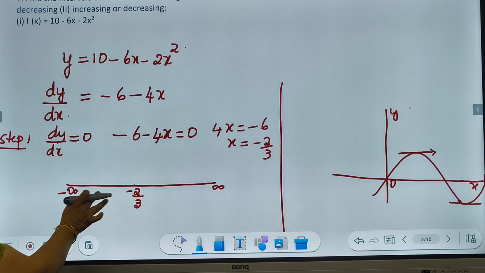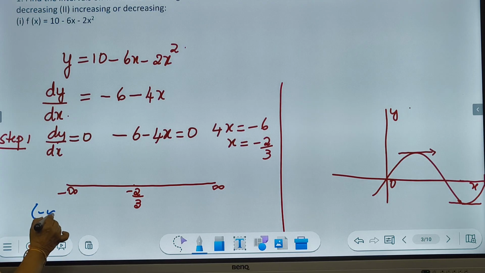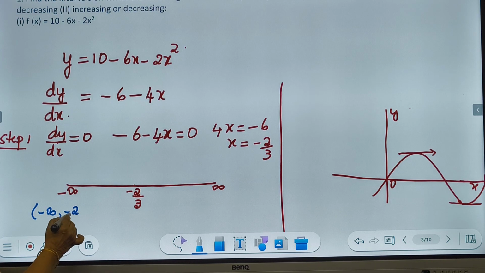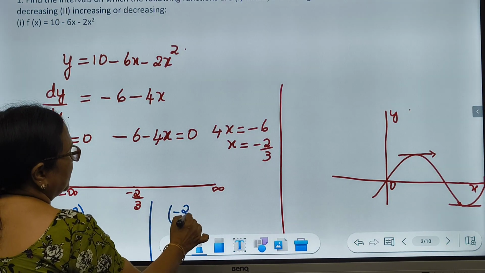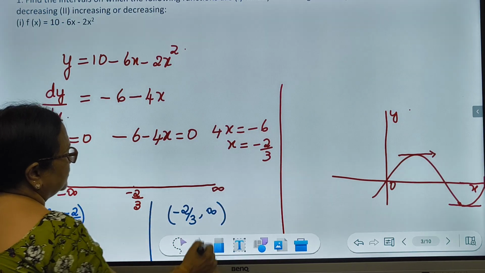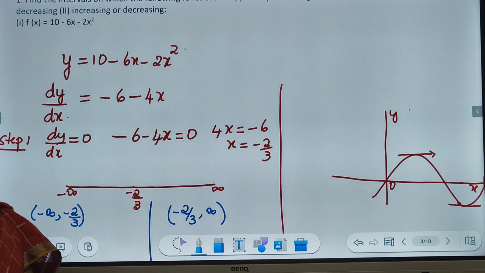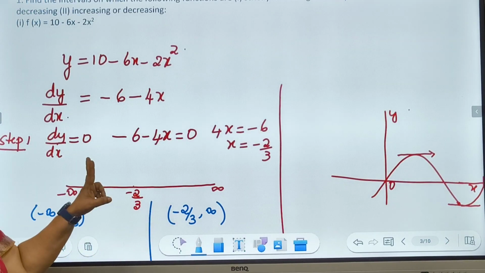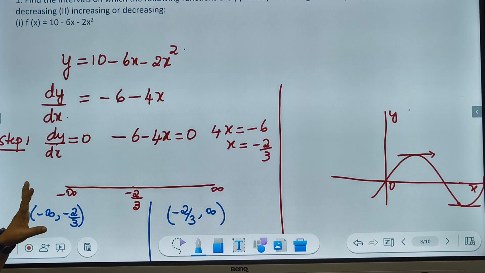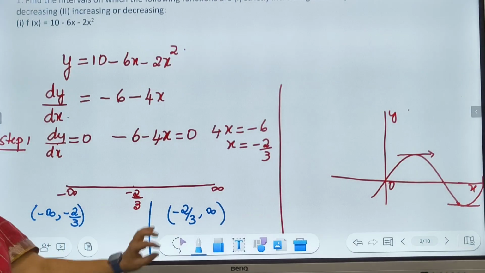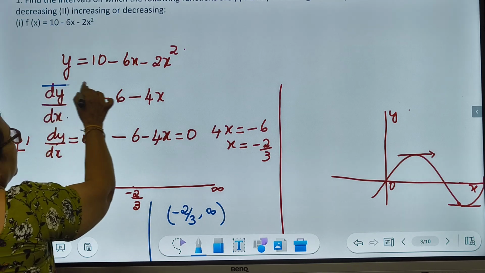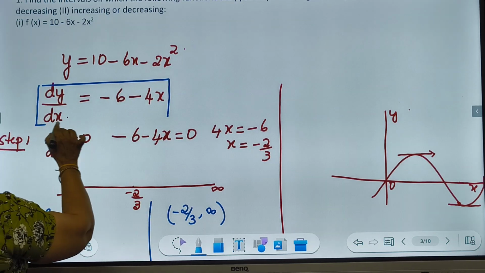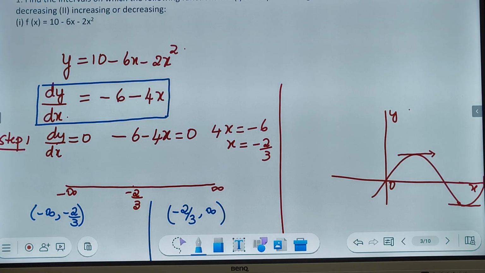Now, therefore, there are two intervals I need to consider: minus infinity to -2/3, and -2/3 to infinity. I want to look at the nature of the function in these two sub-intervals. So, how do I find out? What do we know? If dy/dx is positive, the function is increasing. If dy/dx is negative, the function is decreasing.